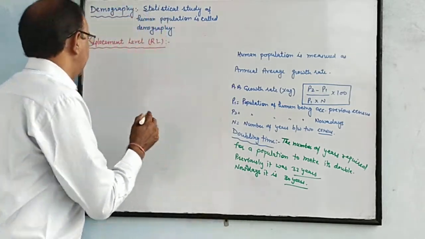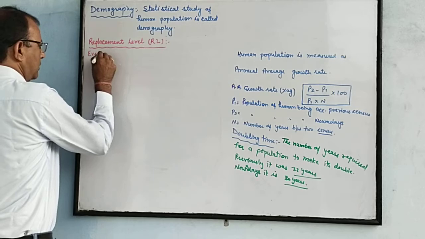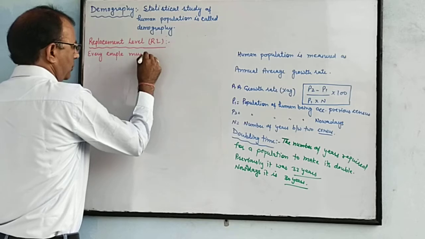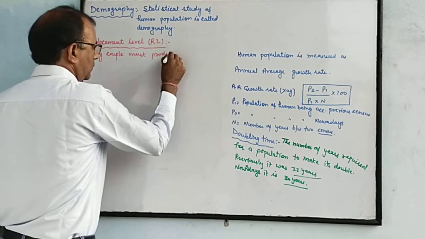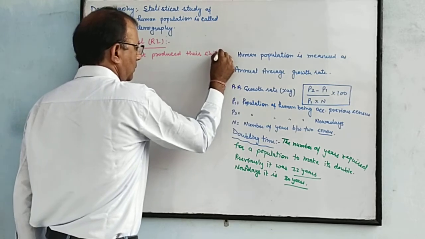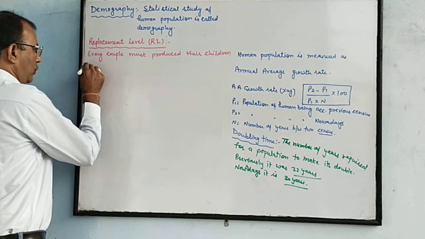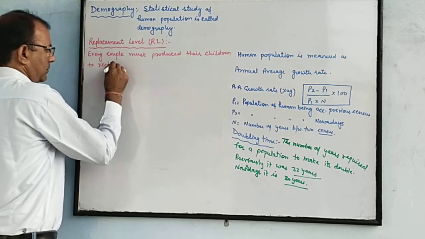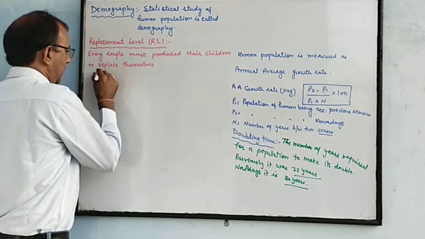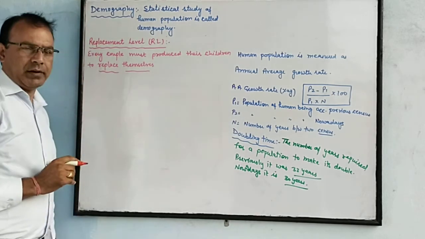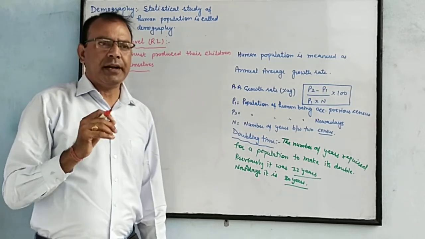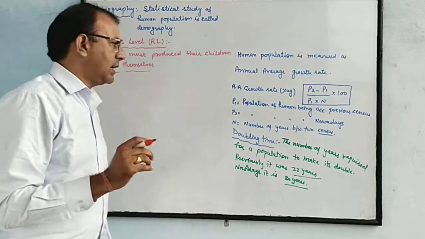Every couple must produce their children to replace themselves, and this is called replacement level. In a developed country, replacement level is 2.1, and in a developing country it is 2.7.